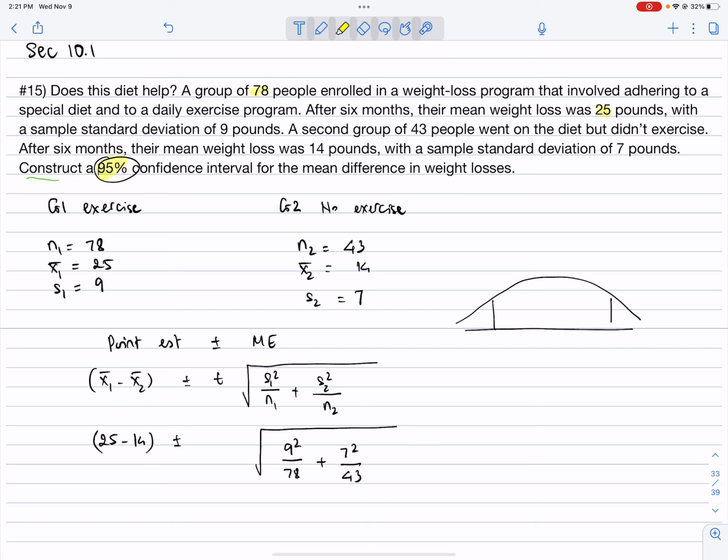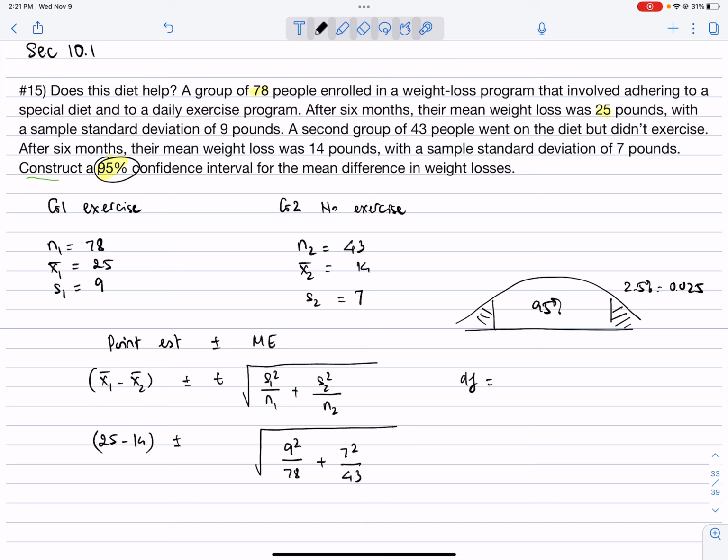So we have 95% here. You draw 95% in the middle, and the tail should be 2.5% on each side, and that is 0.025. For the degrees of freedom, we will choose the smaller one. The n is 78 and the n is 43, so we will choose the smaller n. The degrees of freedom is 42.